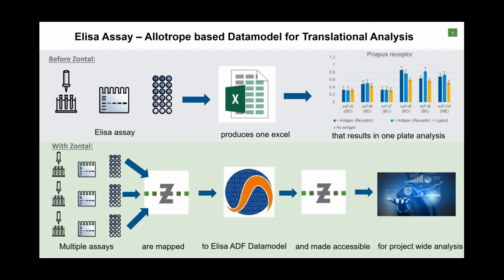And then with that in place, we could instantly ingest the Excel files and the corresponding experimental information, map it to the ADF model, and then make it accessible through ZONTAL for project-wide analysis. And so the ability now to not only take data in the context of one Excel, but completely out of context of its individual measurement, in comparison with all the other data points that were created, to run a project-wide analysis was really the new thing that we provided. And I'm going to show that to you in a live demo in a second.